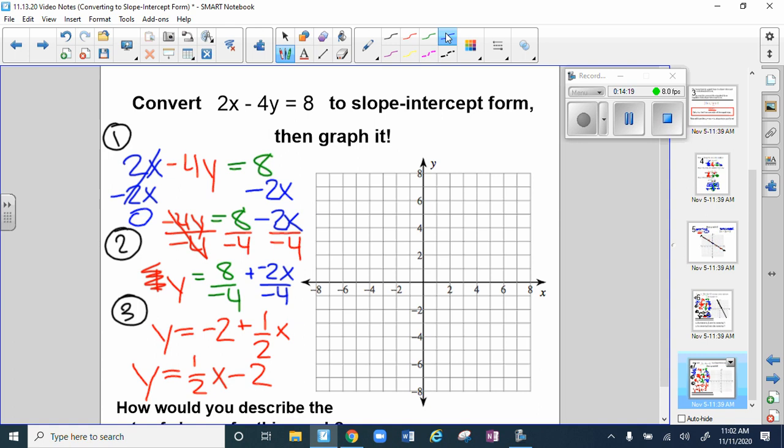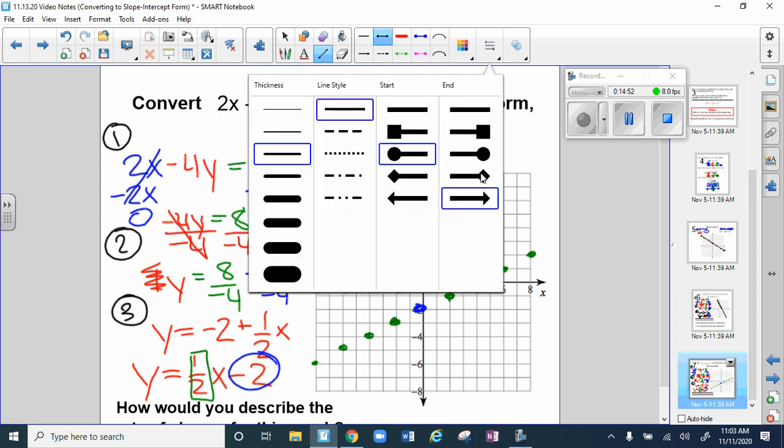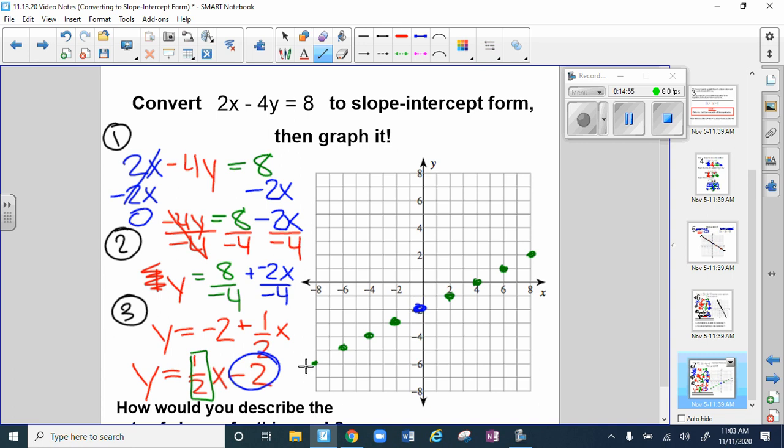And now I can graph it. So I'm starting with my y-intercept, negative 2. And then I'm following my slope, which is 1/2, 1 over 2. So I can go up 1 to the right 2, up 1 to the right 2, up 1 to the right 2. And then I can also go in the opposite direction. So down 1, left 2, down 1, left 2, down 1, left 2. And now I have all of my points, and I can draw my line through those. And again, I want to make sure that I have arrows on both sides, because I know that this is going to continue past my graph. And there we go. There's our graph.